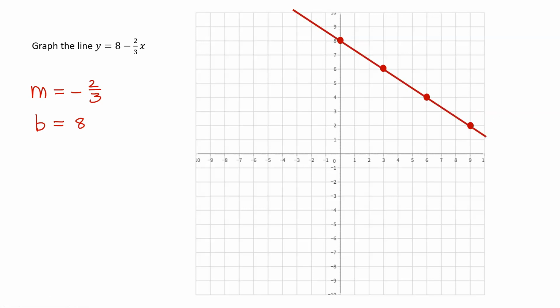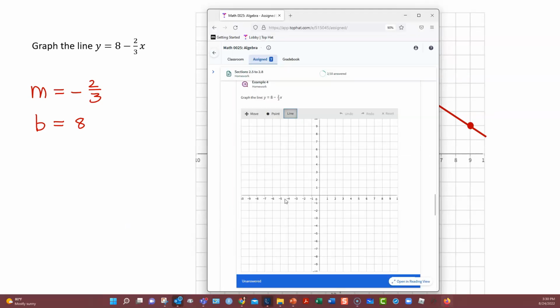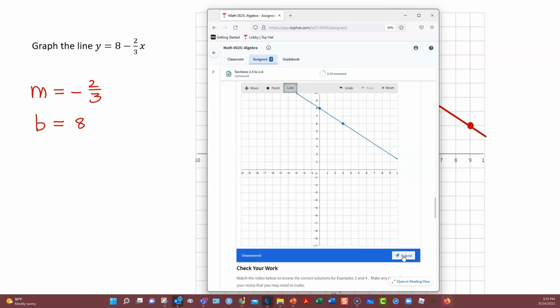As far as graphing it in Top Hat, just to get you used to graphing things on electronic versions of these things, if you're graphing it, you have the line tool. And again, once you know what the slope and the y-intercept are, you just have to pick 2 points to make the line. So here, you have your (0, 8) point, and you go down 2, right 3. That's all that's needed to graph the line. So that would be what you would submit.